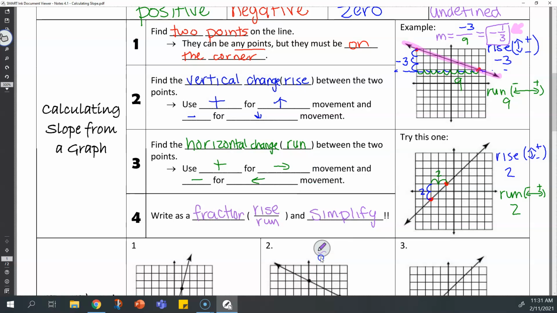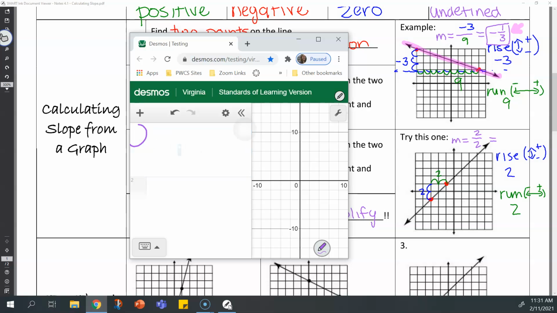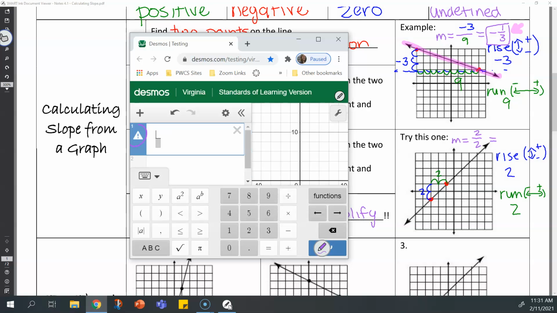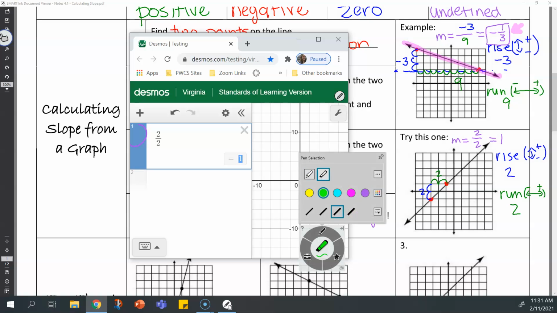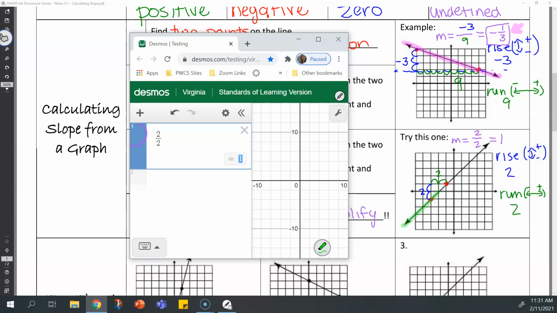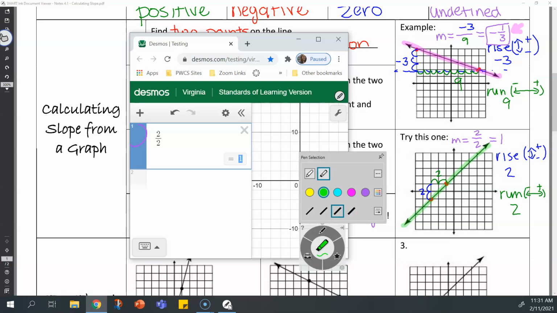Now all I have to do is set up that fraction, rise over run. My rise was 2. My run was 2. And now I'm going to simplify that in Desmos. Again, I can open up a fraction by pressing the division button. 2 is my rise on the top. 2 is my run on the bottom. And then it simplifies there to 1. Again, this is a positive slope, which I can tell by looking at the line. As I move left to right across the line, it's rising, it's going up, which means that I should get a positive number, like 1, as my answer.